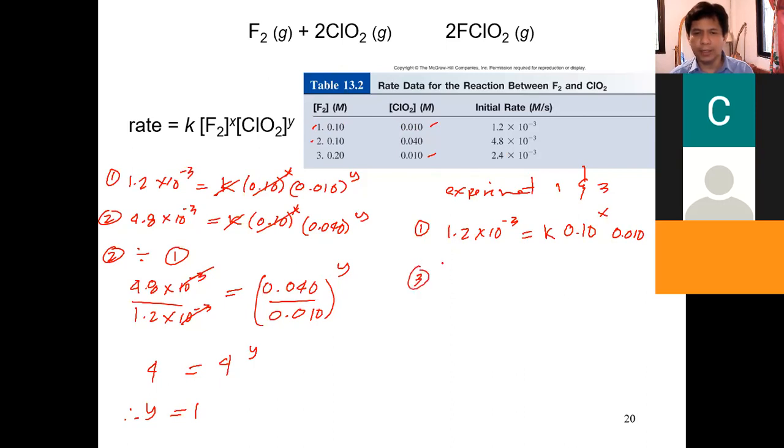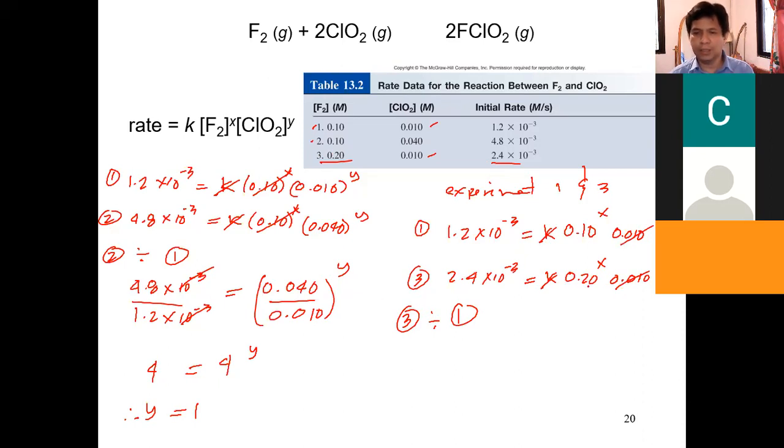Experiment 3, data, this one. This is 2.4 times 10 to the minus 3. K. This time we have 0.2. Ano? Nakakasunod ba? Raised to X. And then we still have 0.010. So pag dinivide nyo yung equation 3 divided by equation 1, no? Ito, divided by that 1. Man-notice nyo, you're going to cancel out K and also you're going to cancel out 0.010.